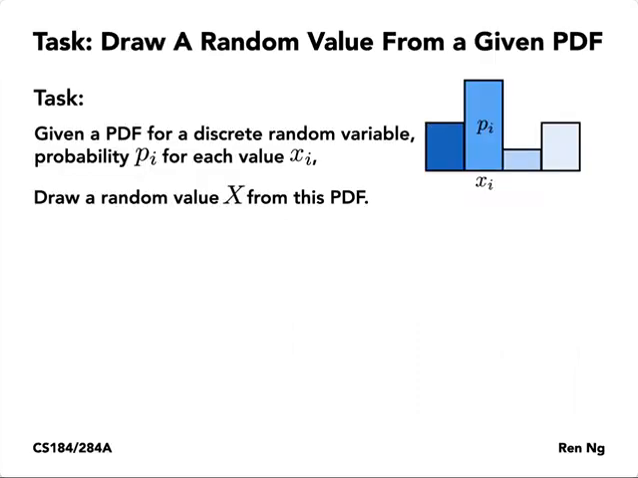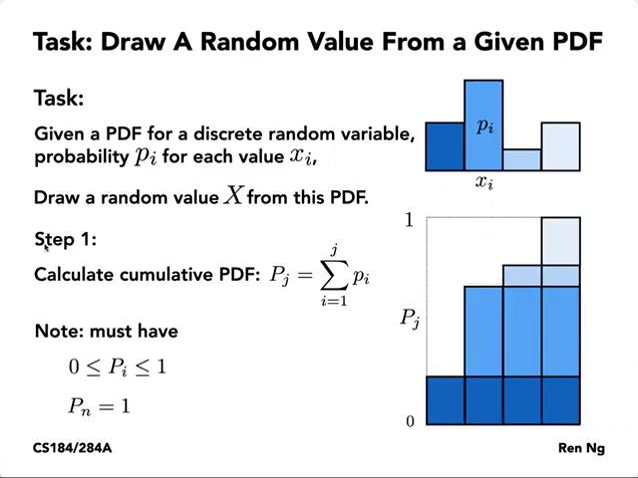So the task is that I want to draw a random value from a given PDF, right? I have some function P of X, I have a sense of what my integrand looks like, a function that approximates it. I want to write a piece of code that draws a random sample that is proportional to the density of that function. So given a PDF for a discrete random variable as a first example, where the probability for each x sub i is P sub i, the task is to draw a random value for capital X from this PDF.